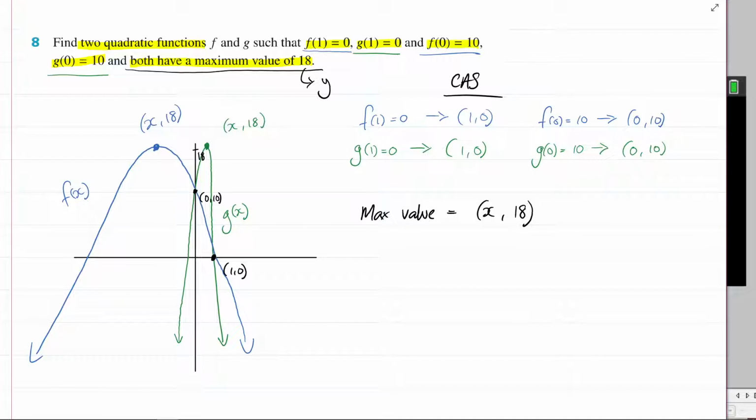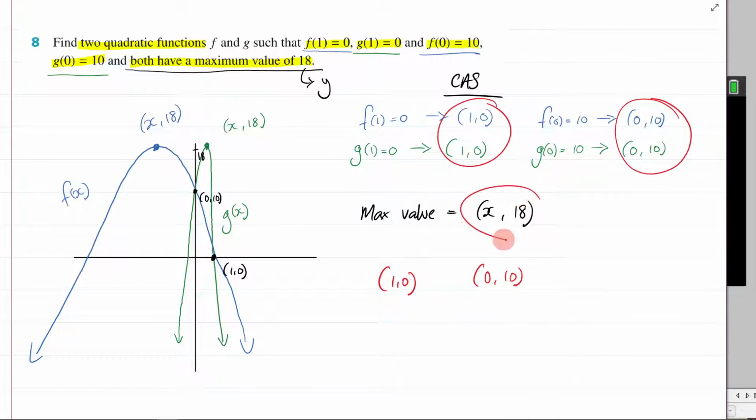Well, what information have I been given to help me out here? I've been given the x-intercept, so I've been given 1 point there. The point is (1, 0). I've been given this point here, the point (0, 10). And I've also been told what the maximum value is. Now, how can I use the maximum value to my advantage here?